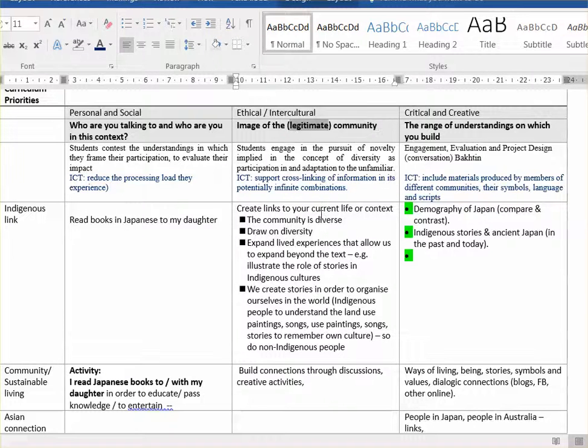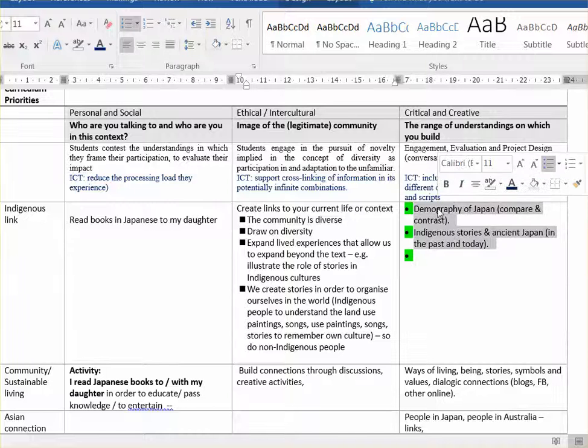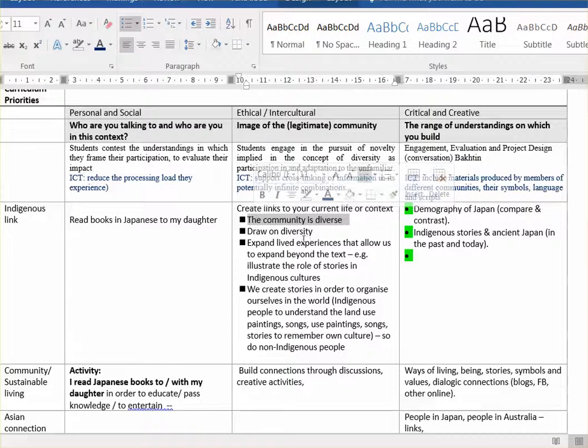I call it legitimate because depending on the resources you include, which is critical and creative, a different vision of the community will pop out. You present the community differently. So the students were saying, what we need to do is engage students in activities that enable them, by drawing on those resources here on the right, to develop an understanding that community is diverse, that they can draw on the diversity to create new things.